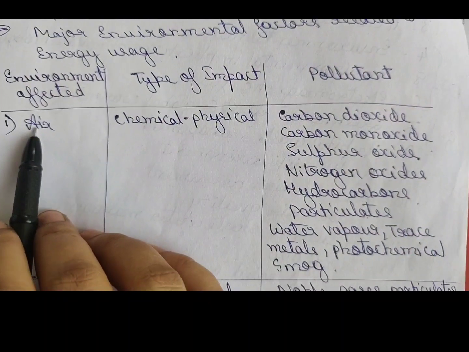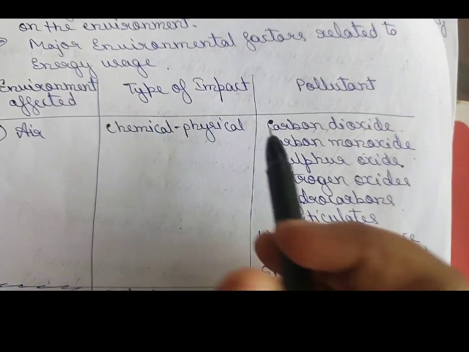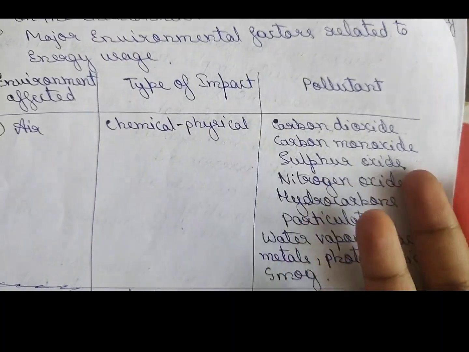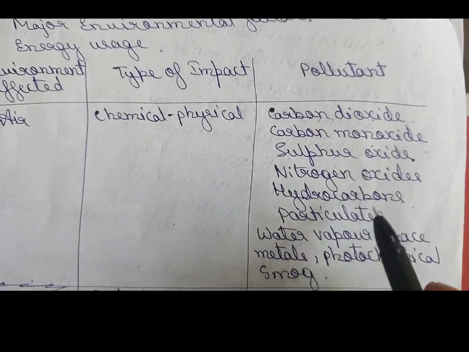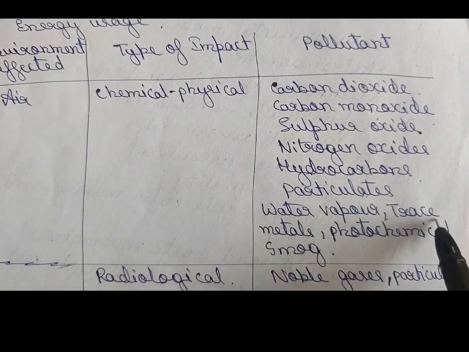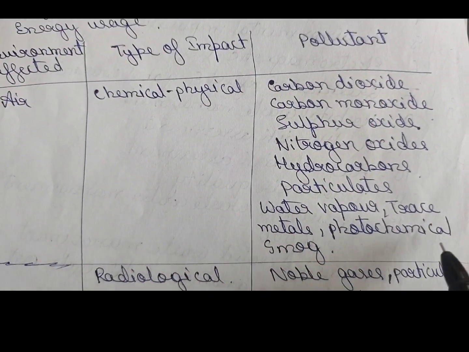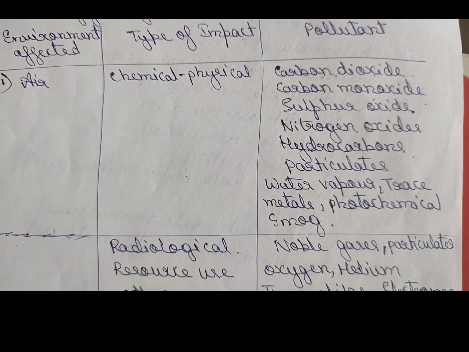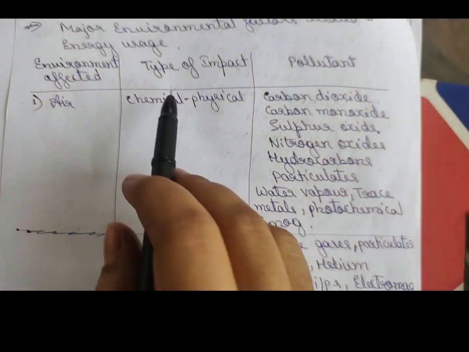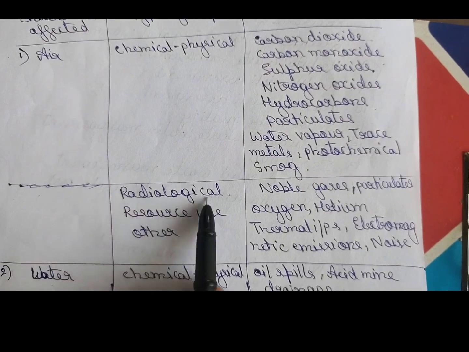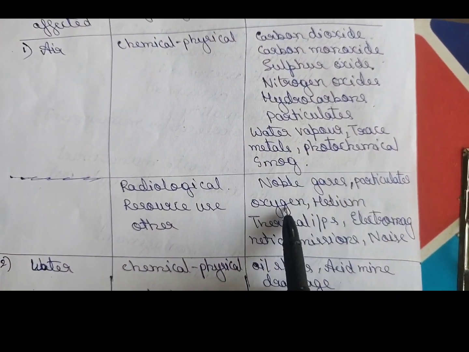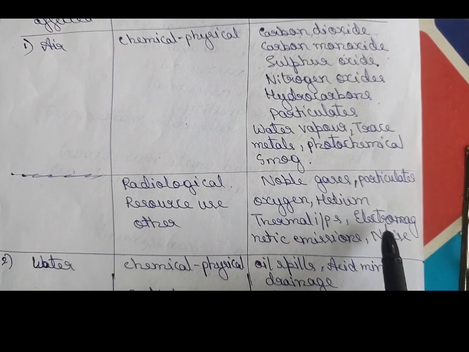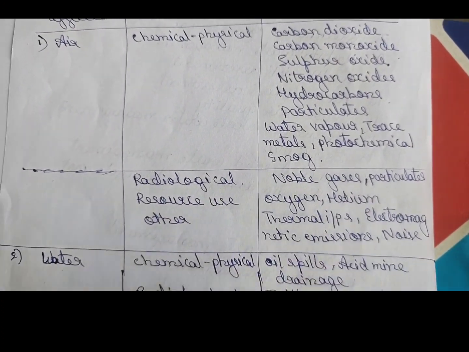When it comes to air, chemical and physical: carbon dioxide, carbon monoxide, sulfur oxide, nitrogen oxide, hydrocarbons, particulates, water vapor, trace metals, photochemical smog. When it comes to radiological, resource use: other noble gases, particulates, oxygen, helium, thermal inputs, electromagnetic emission, noise.